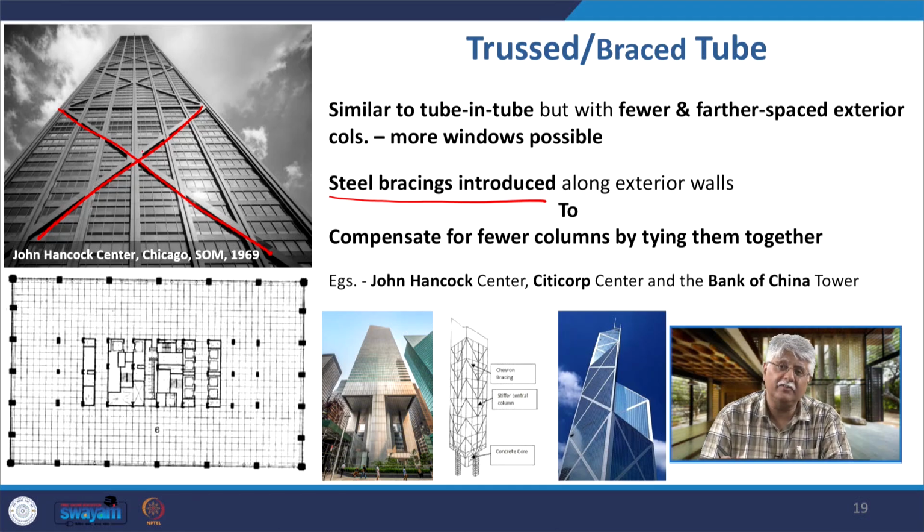And thus this was done in the John Hancock Center. It was done using something called the chevron mechanism in the Citicorp Center. It was done in the Bank of China Tower, and we look at those examples also. But what we find here is an alternative to the frame tube is the brace tube.